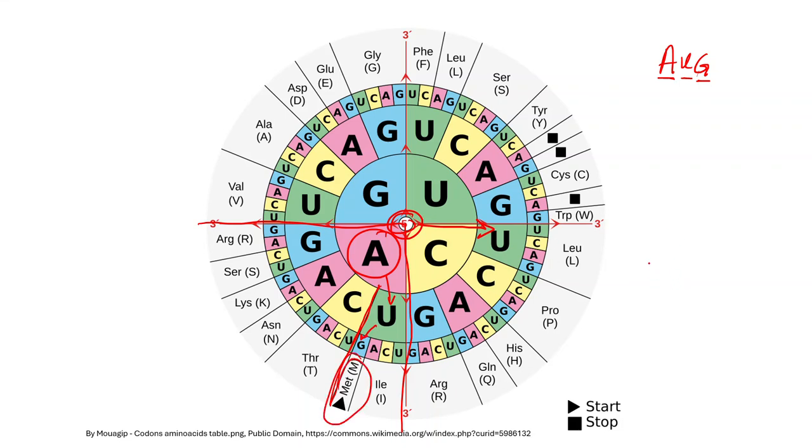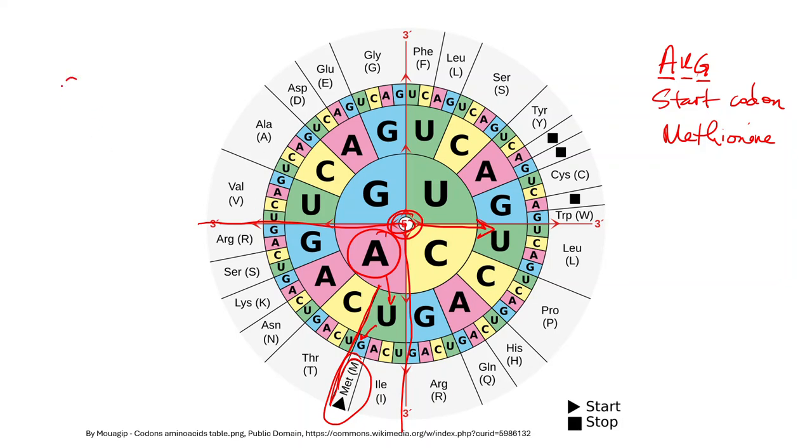Now, this is one of the only amino acids and codons that you're really responsible for knowing. AUG is what's called the start codon. Every single mRNA transcript starts with AUG, which means every protein, when it's originally produced, does start with a methionine, or MET.